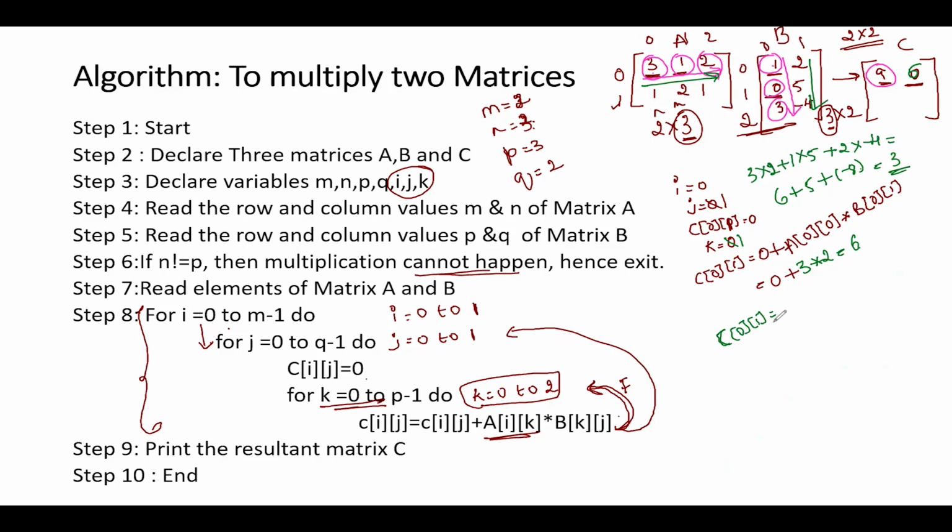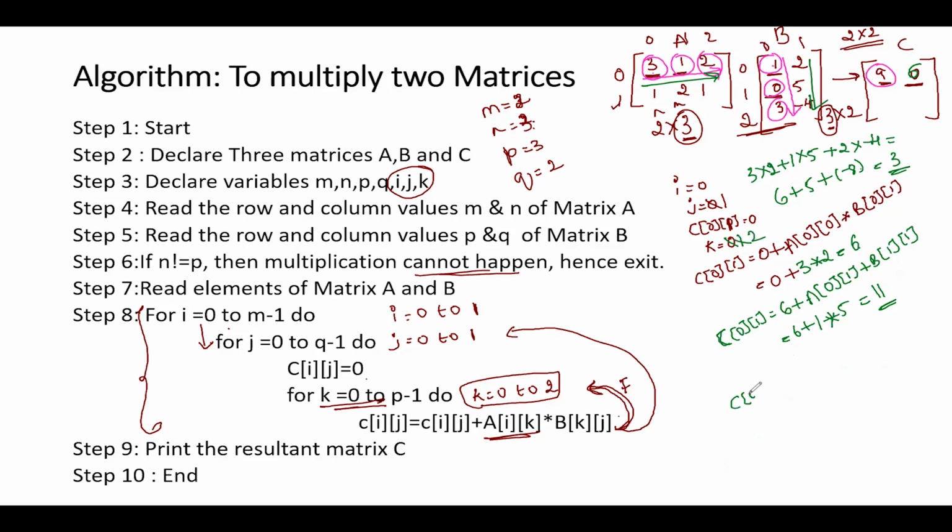C of 0 comma 1 is equals to, right now I have 6 here, A of 0 comma 0, I and k value, not A of I value is 0, k value is 1, plus B of 1 comma 1. Let's see the value. 6 plus a of 0 comma 1 is 1 plus b of 1 comma 1 is 5. This is multiplication. So 5 into 1 plus 6 is going to give us 11. So this is 11. Again, once again, we will increment the value of k to 2.